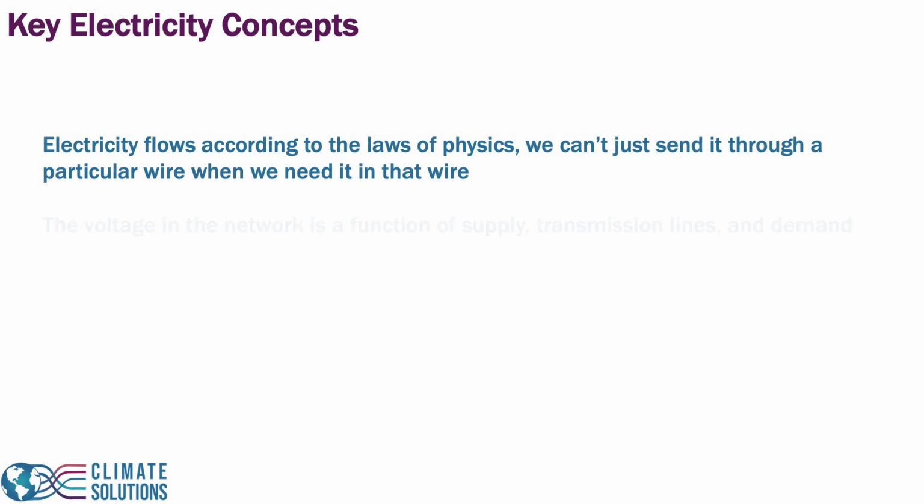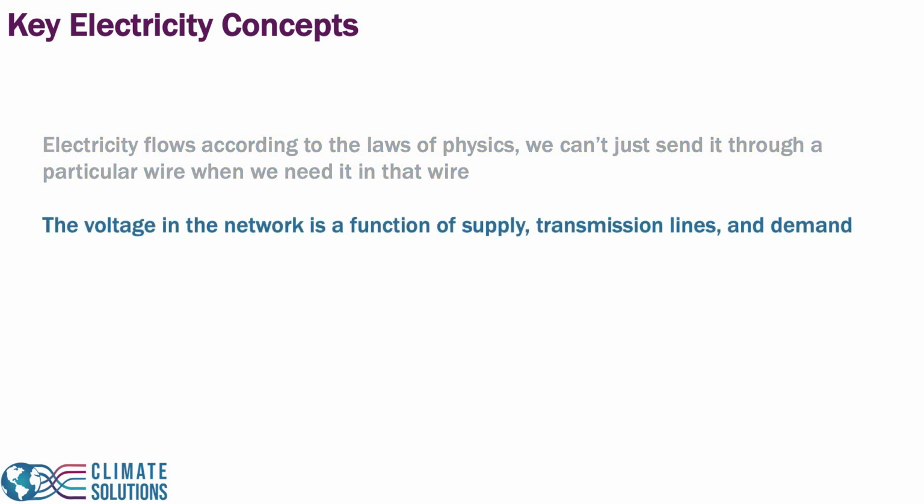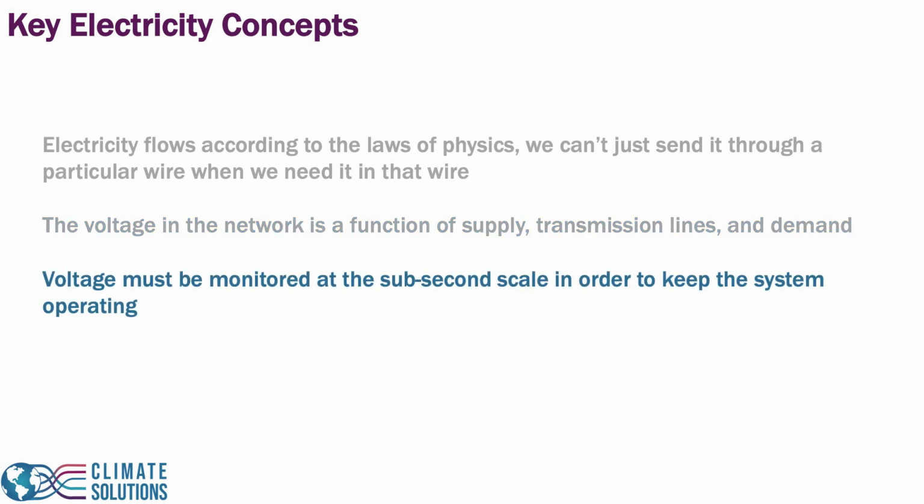In general, the voltage in the network is a function of how much supply, what transmission lines that supply is going through, how crowded they are with power, and how much demand there is. And then finally, we need a way to monitor the voltage in the network more frequently than every second in order to keep the system operating. We can't allow voltages to drop. So these are some of the major challenges. And especially these are challenges because there's no storage in the system. So that was a lot of physics and engineering.